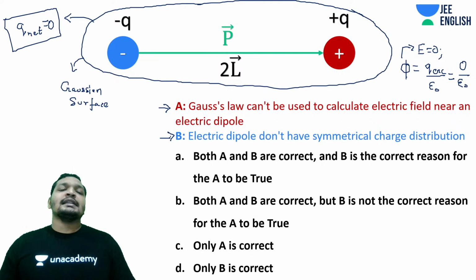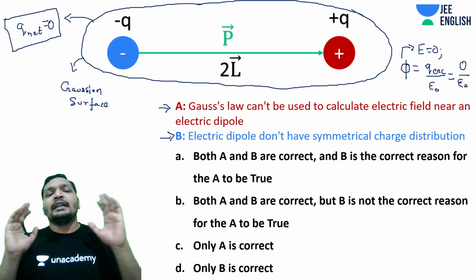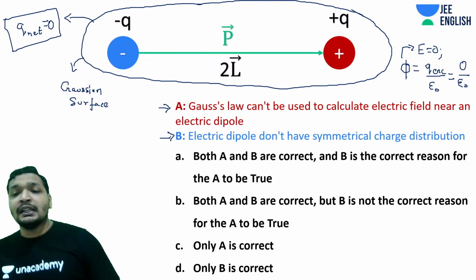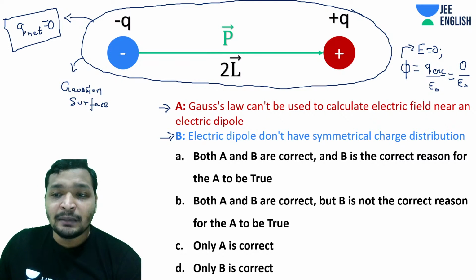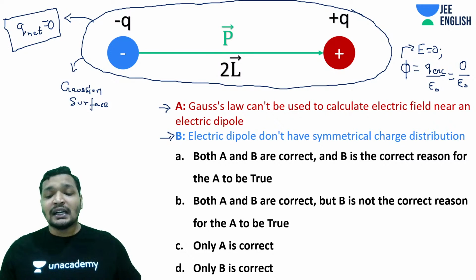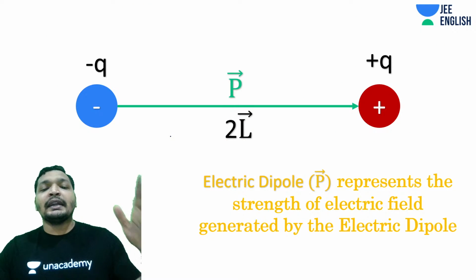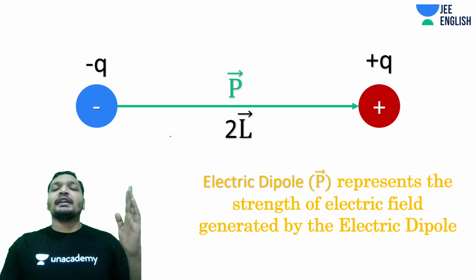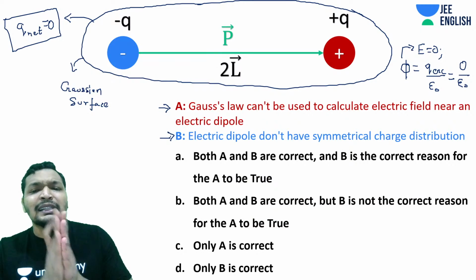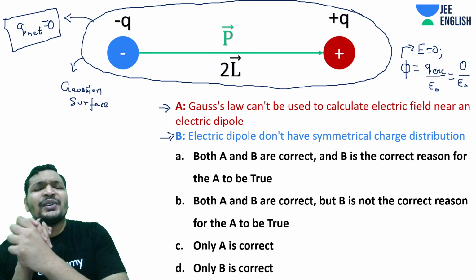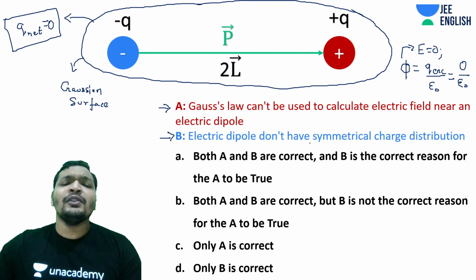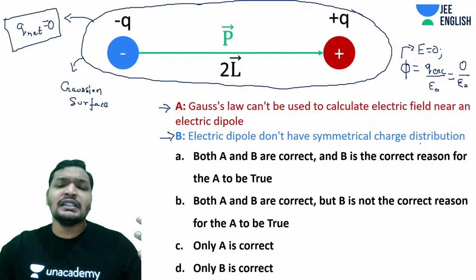Statement A says, if you draw a Gaussian surface, the net enclosed charge is going to be 0, and does that mean Gauss's law is not applicable to calculate any electric field near an electric dipole? Because we said in the earlier statement, if you remember, the electric dipole represents the strength of the electric field generated by the electric dipole, right? So does that mean we can't use Gauss's law to calculate the electric field? What is the reason? Does it mean that the electric dipole does not have symmetrical charge distribution?